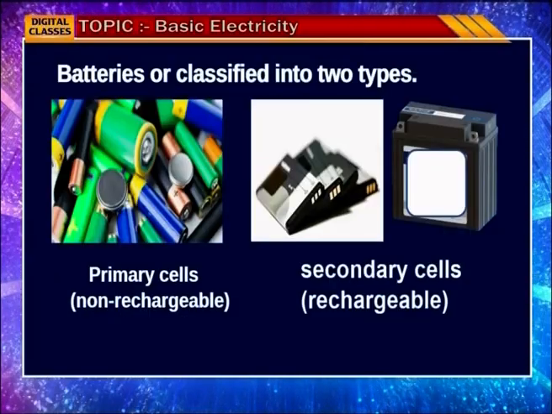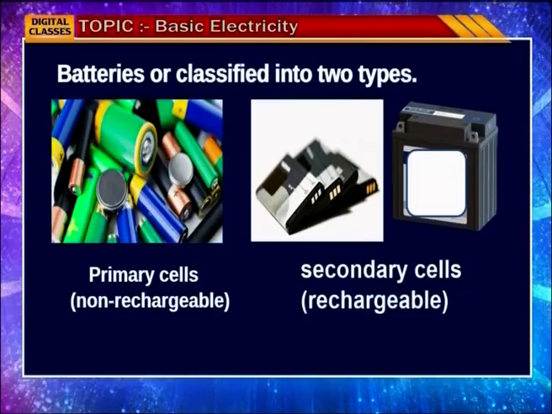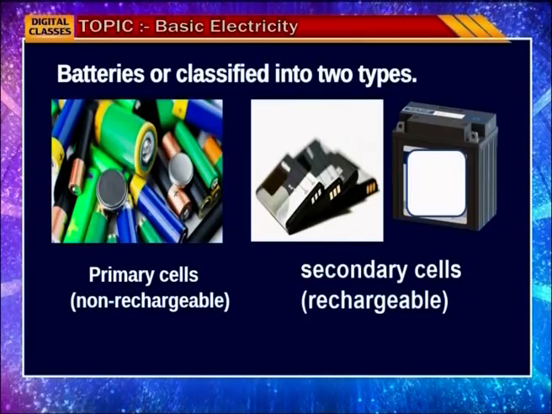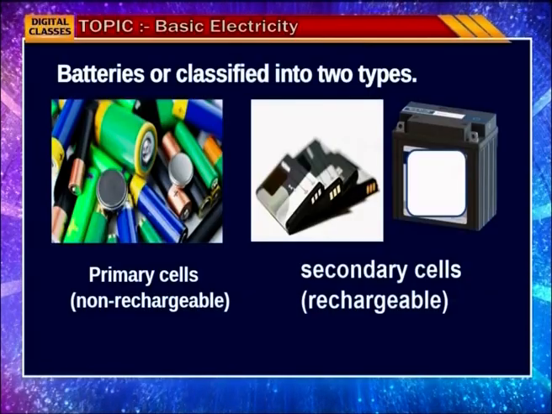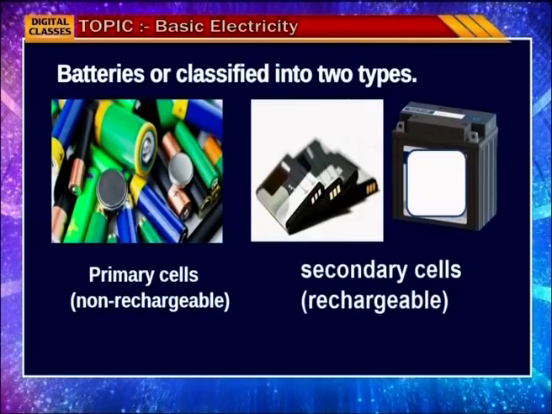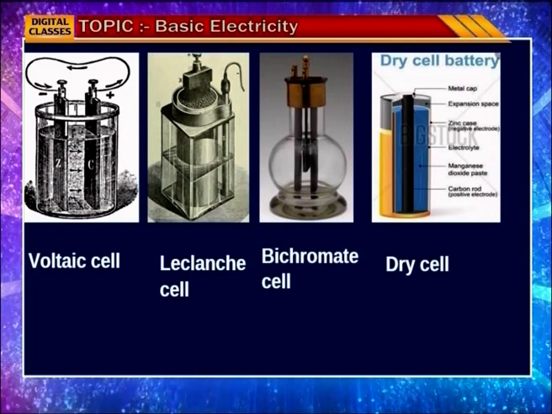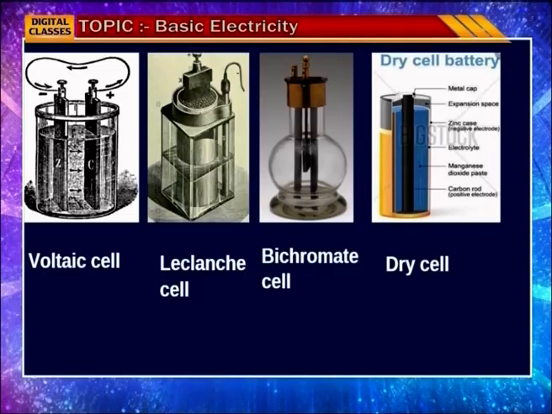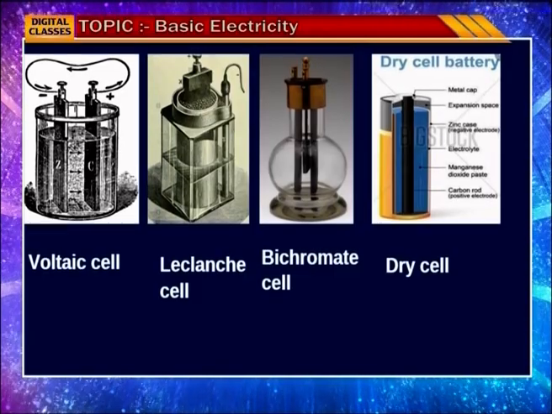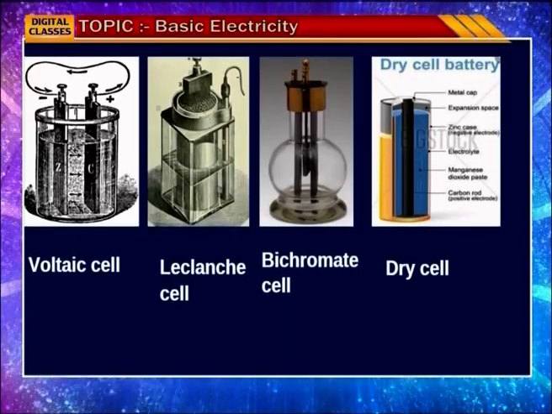Batteries are classified into two types: primary cells, which are not rechargeable, and secondary cells, which can be recharged. There are different types of primary batteries, such as Volta cell, Leclanché cell, bichromate cell, and dry cell. Do you know on which devices these cells are used? We use these cells in various devices such as radios, watches, wall clocks, and cell phones.